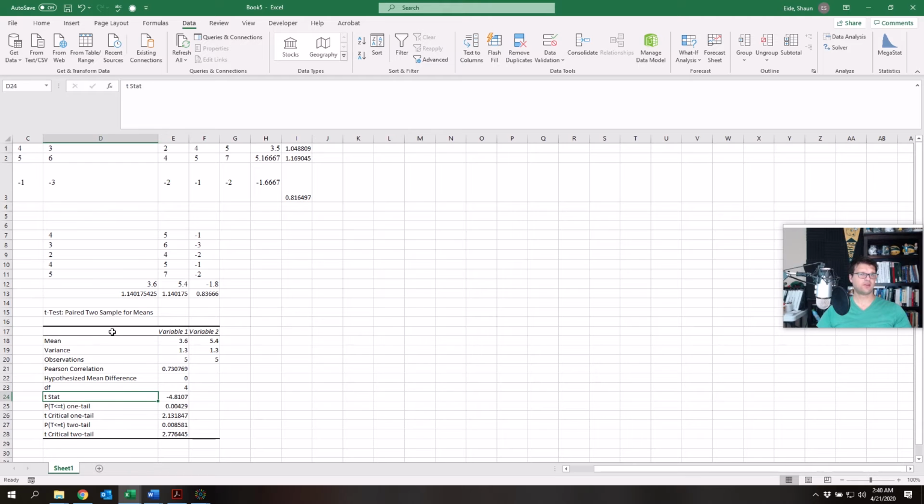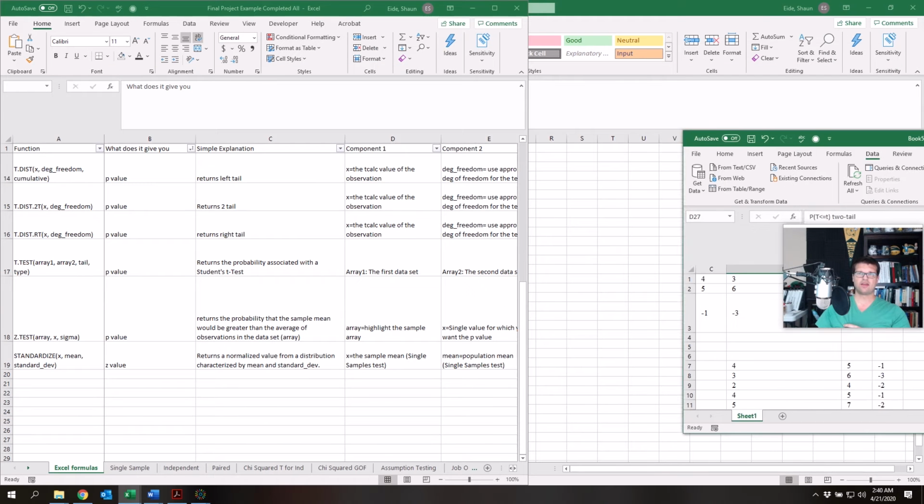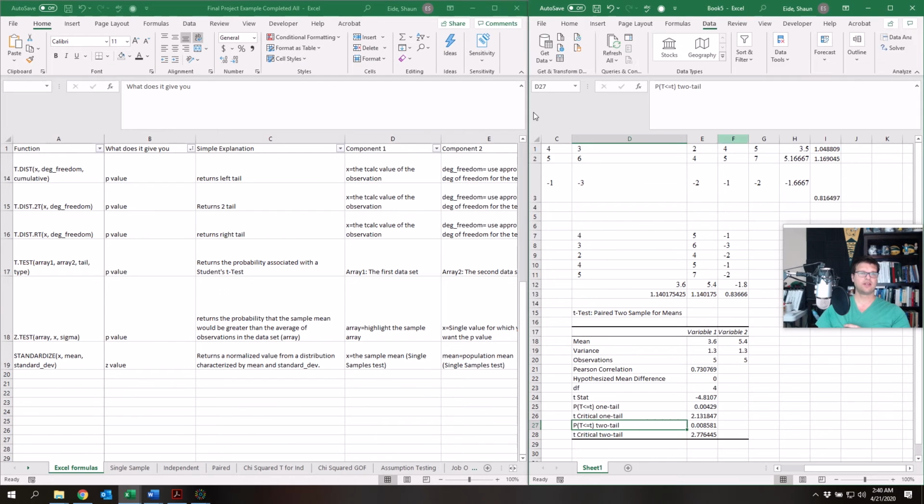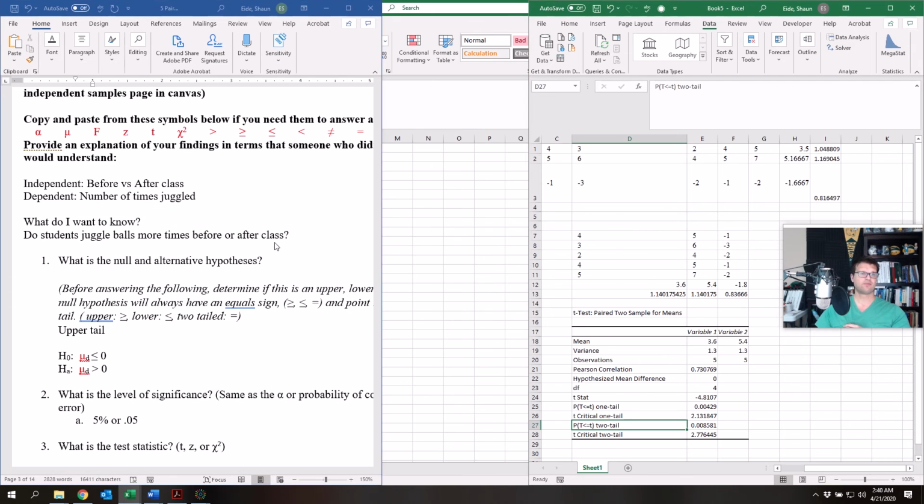This is great. So now I've got the means, the variances, the number of observations, a Pearson correlation, which is something we'll talk about at another time, the degrees of freedom, the t-statistic, and then the p-value for a one-tail, and the critical value. It actually has the critical value already built in, and then the p-value for a two-tail. So let's put this off to the side, and hopefully we'll find it really easy to just fly through this.